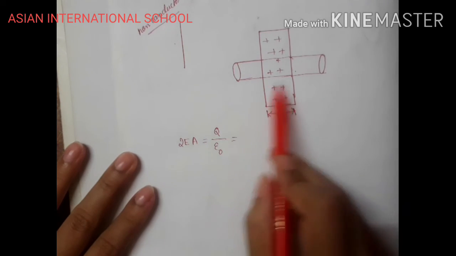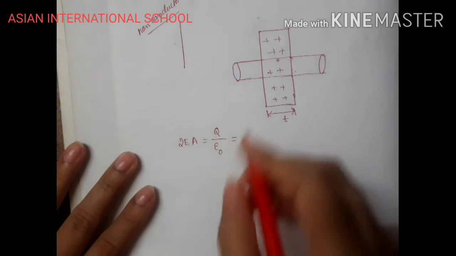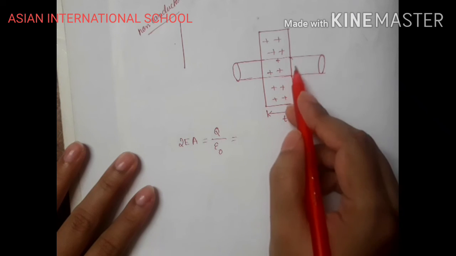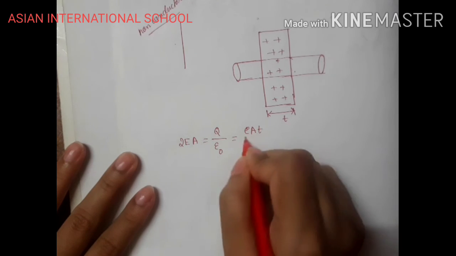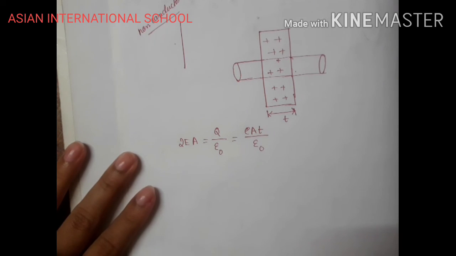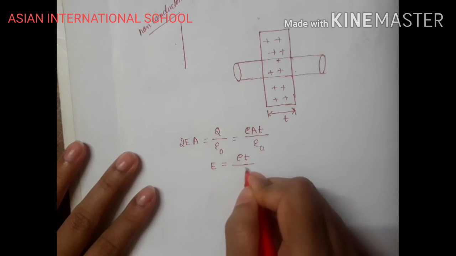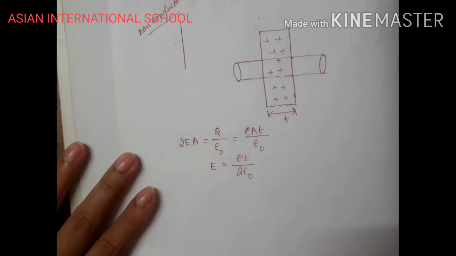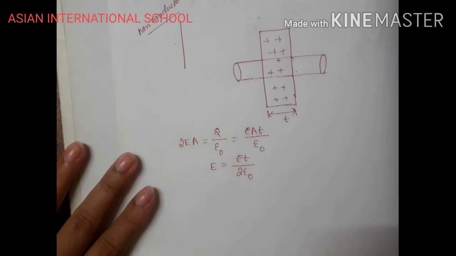So here, if rho is the volume charge density, and if I consider the area to be A, then it can be written as rho AT by epsilon naught. So E becomes rho T by 2 epsilon naught. Again you see, electric field is constant outside the non-conductor as well. Clear? See, rho is constant, thickness is constant, epsilon naught permittivity is also constant.